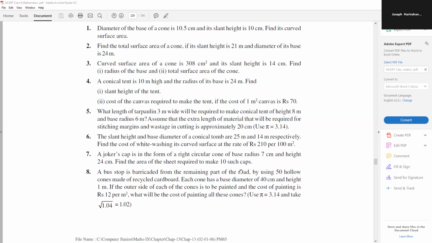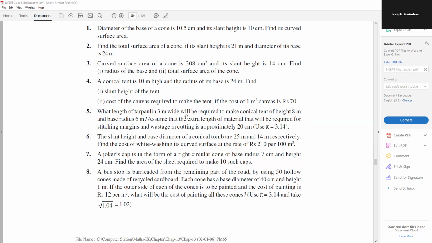Next, coming to the fifth question, I will work this out in detail because there is a small twist in this question. Not a small twist, but just a little bit you should understand. What is the length of the tarpaulin, 3 meters wide? Usually we take a rectangular sheet of cloth, canvas, or tarpaulin to make the tent. So a conical tent is made from this rectangular sheet.